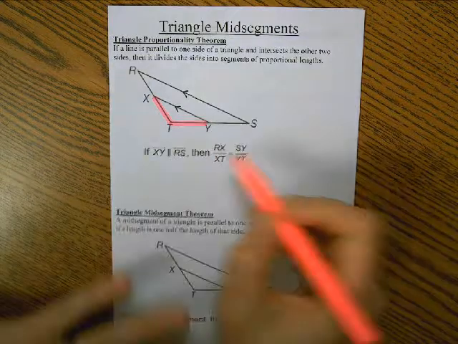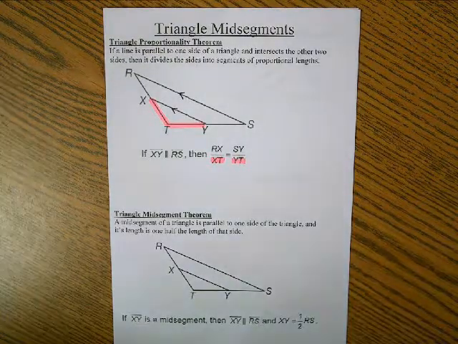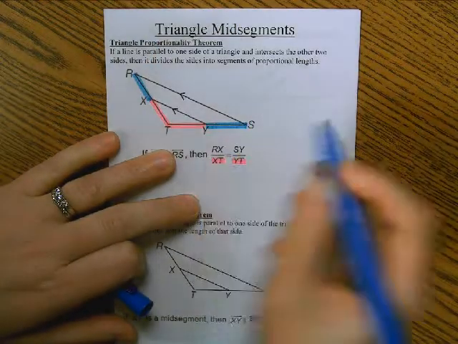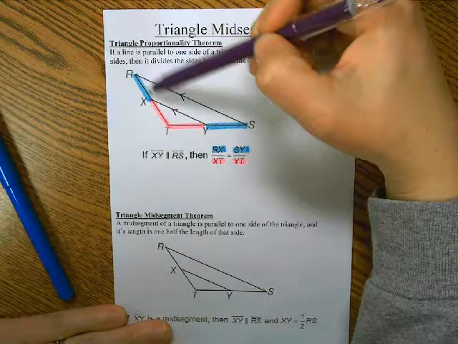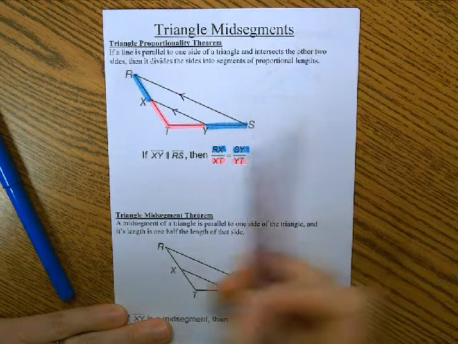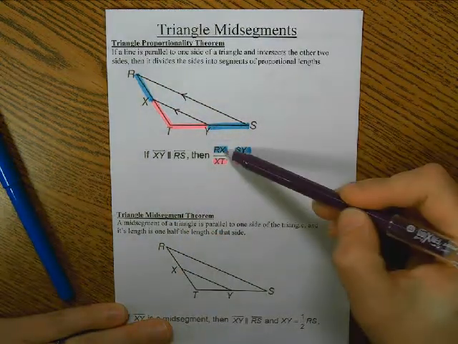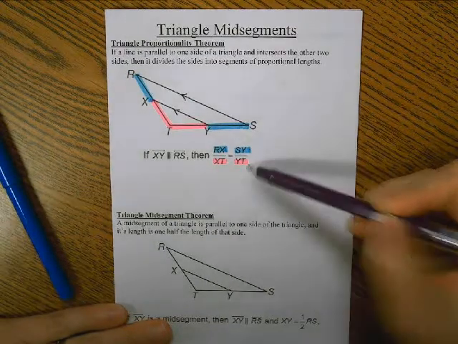Those are the two that we're going to call the bottoms. And RX and SY are going to be blue. So we can write ratios of the blue part over the pink part and the blue part over the pink part. Okay? So that's what this is saying. The blue part over the pink part and the blue part over the pink part. Okay?